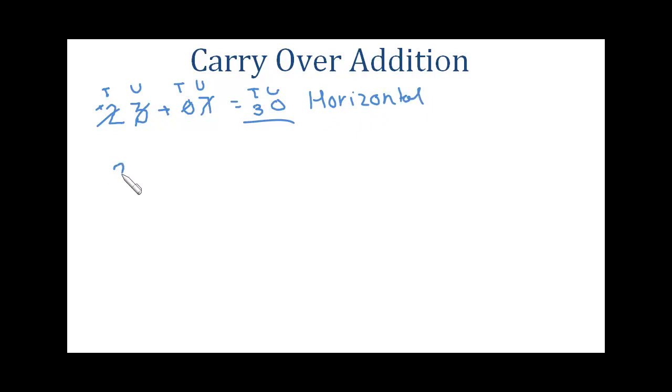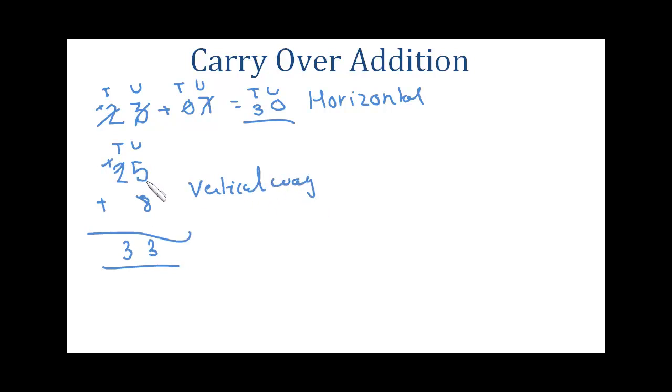Now we can add 25 plus 8, tens and units. Now 8 plus 5 equals 13, 3 over here, 1 over here, 2 plus 1 equals 3. So 33. Now this is the vertical way.